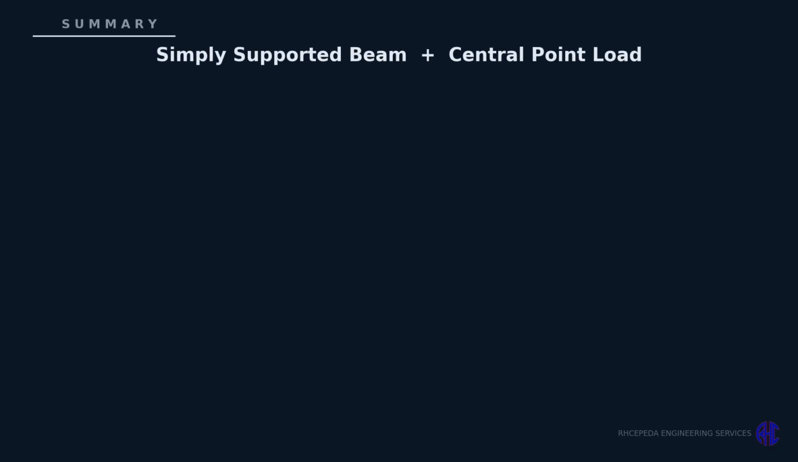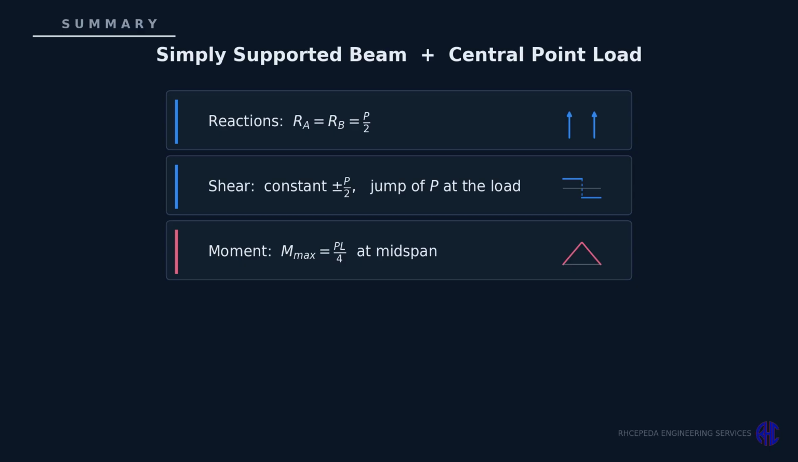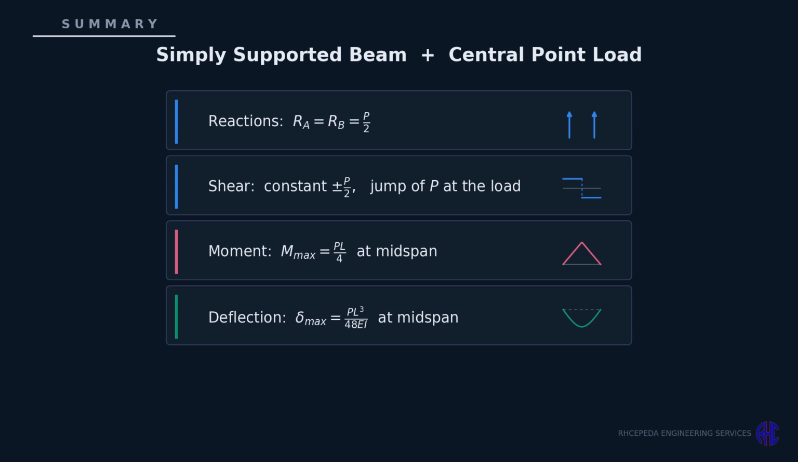Let's recap. For a simply supported beam with a central point load, the reactions are each P over 2. The shear is constant at plus and minus P over 2, jumping by P at the load. The maximum bending moment is PL over 4, at midspan. And the maximum deflection is PL cubed over 48 EI, also at midspan.